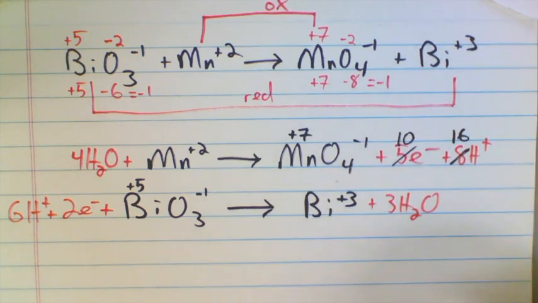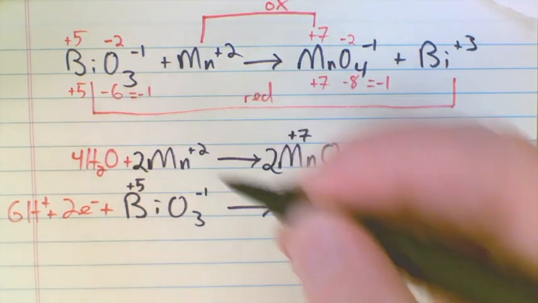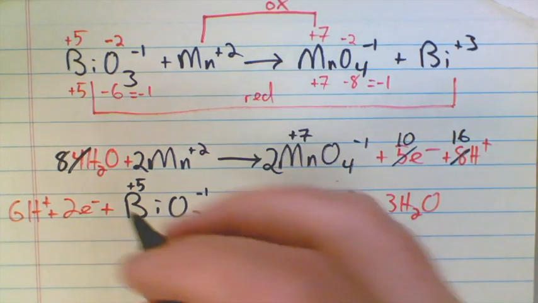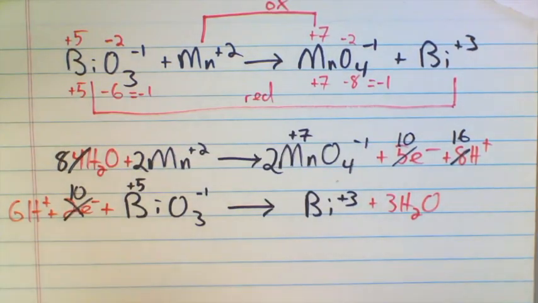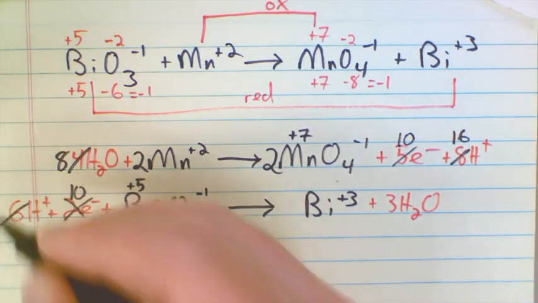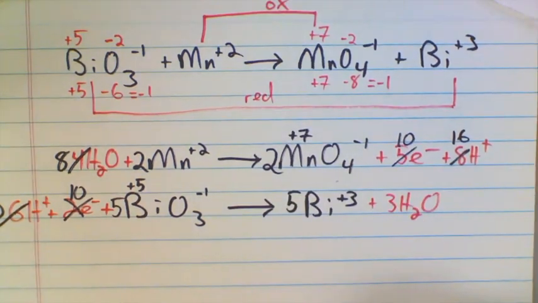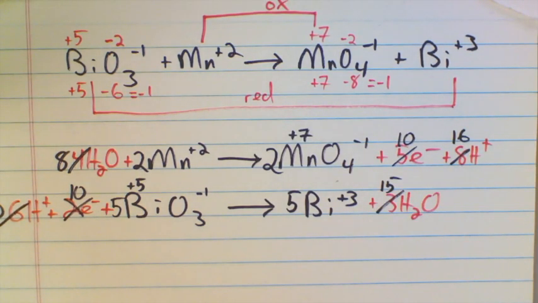This becomes 16, 2 MnO4, 2 Mn, and 8 for the water. And at the bottom here, I'm going to multiply everything by 5. So we get this to be 10. This turns into 30. 5 of these, 5 of those, and 15 waters. Yeah, this is where they get kind of messy.